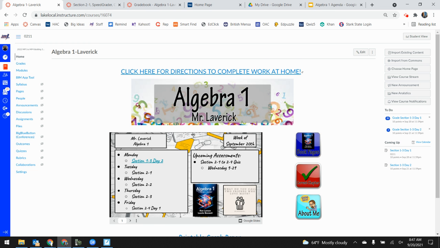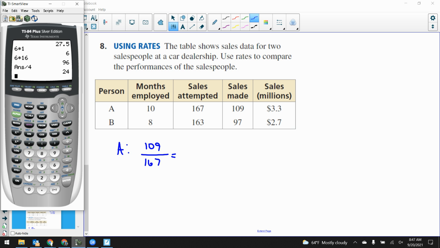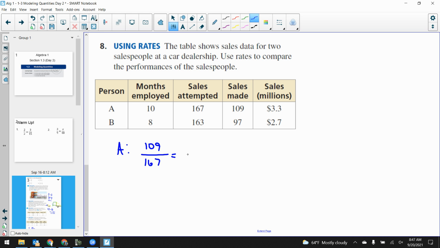Now, we should get the same exact conclusion in the end. Like we should say, no matter how we calculate it, that salesman A is better. Does that make sense? So whether I did attempted to made or made to attempted, sales made to sales attempted 167. So this is going to get me 109 divided by 167. This is 0.65.